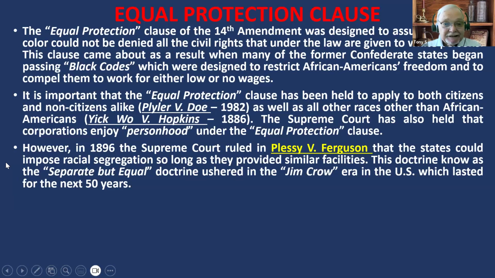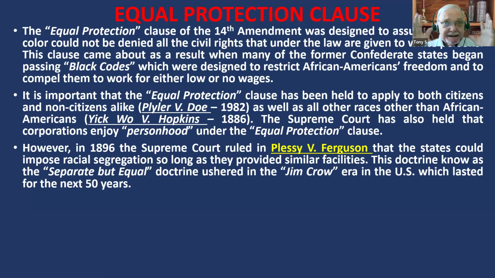In 1896, the Supreme Court had to rule on whether or not racial segregation could be allowed as long as separate but equal facilities were permitted. So there's something called the Jim Crow era, and we'll talk about this when we get into the Civil War if you stay with me. The Jim Crow era was the era after the Civil War where laws were passed in the southern states that allowed for racial segregation.